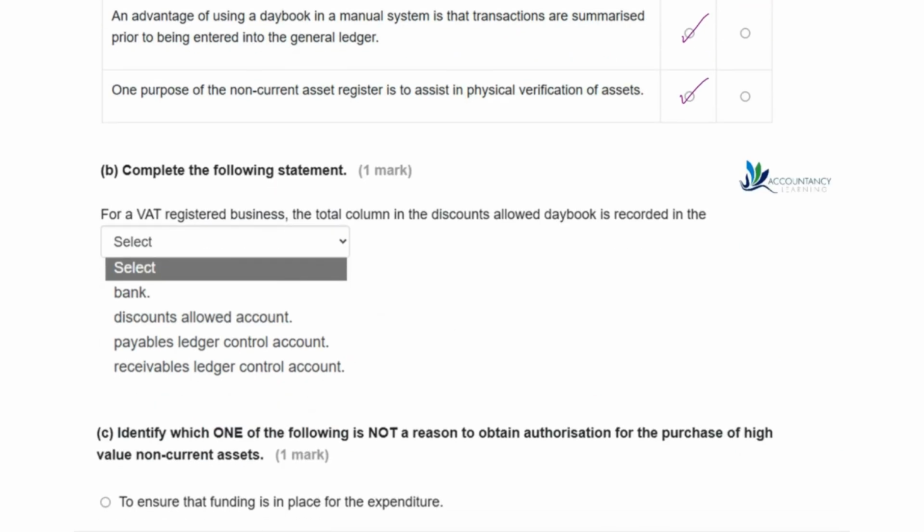Now Part B asks us to complete the following statement. For a VAT registered business, the total column in the discounts allowed daybook is recorded in the, and then we've got some options to choose from. So this is our discounts allowed, and we're looking at the total column. This is how much we are allowing our customers a discount.